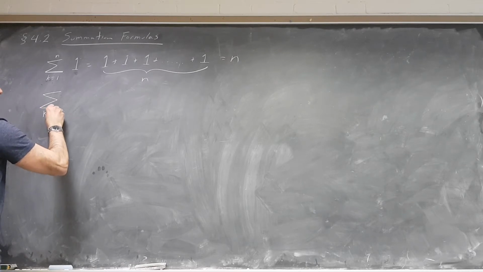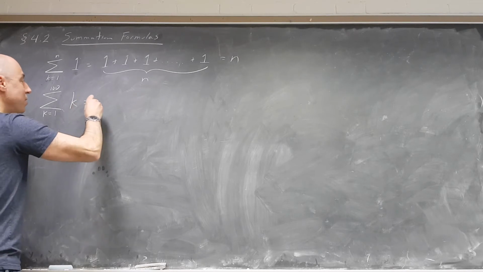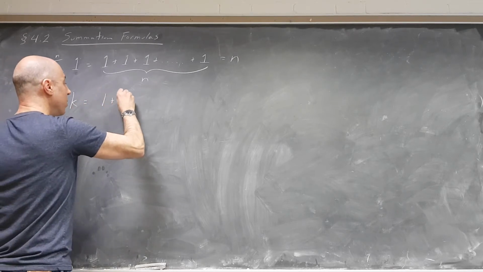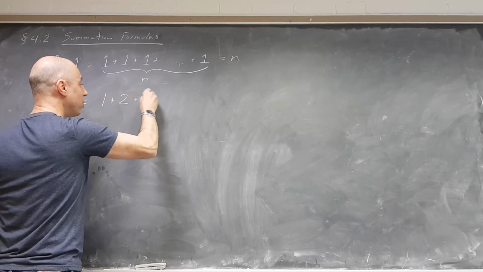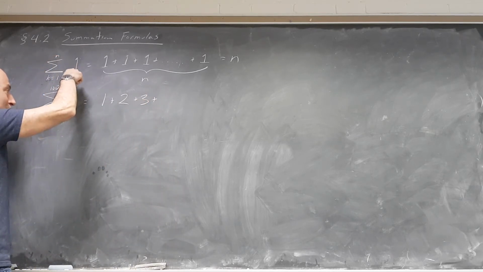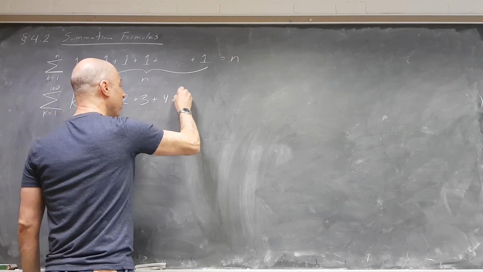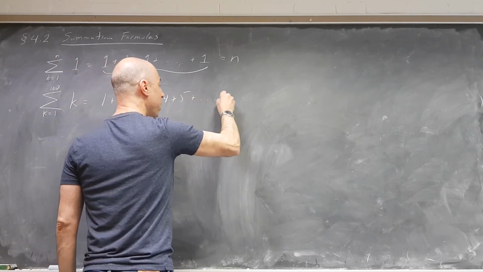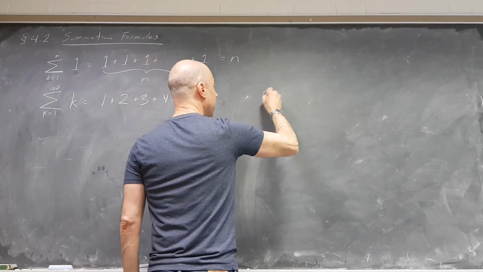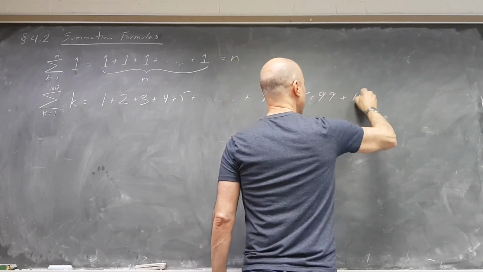I'm going to show you a very specific one to start with. Let's go from k equals 1 to 100, and this time I'm going to add up k. So this is the number 1 plus 2 plus 3. I'm not adding up ones, I'm just adding up whatever k is. 1 plus 2 plus 3 plus 4 plus 5 plus all the way up to 97, 98, 99, 100.